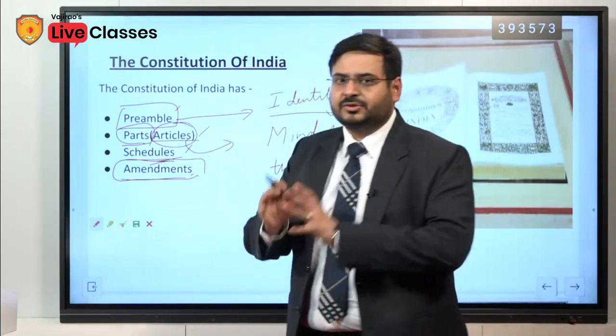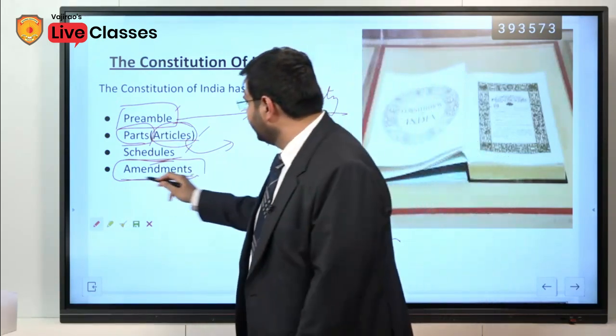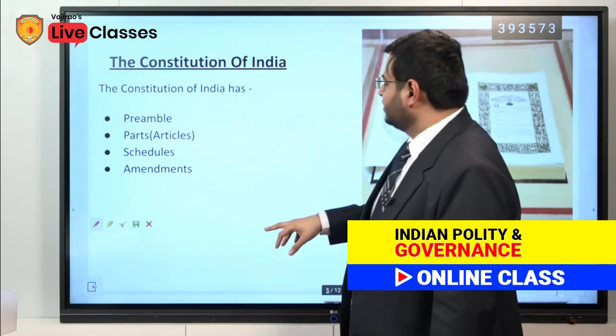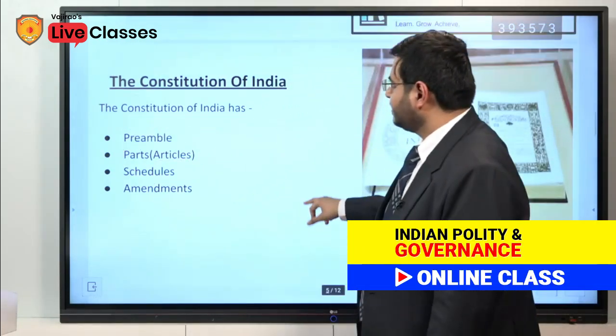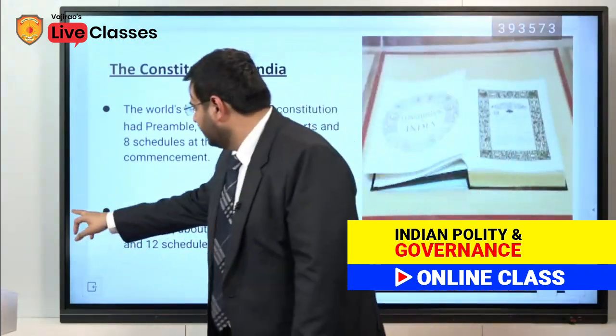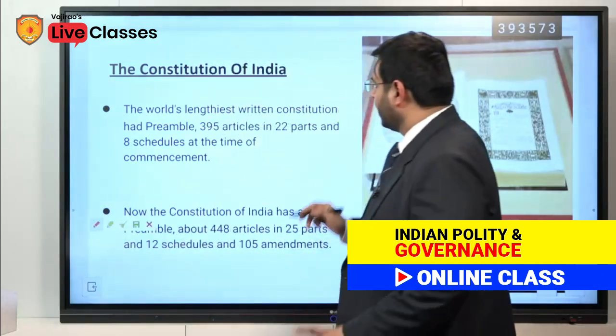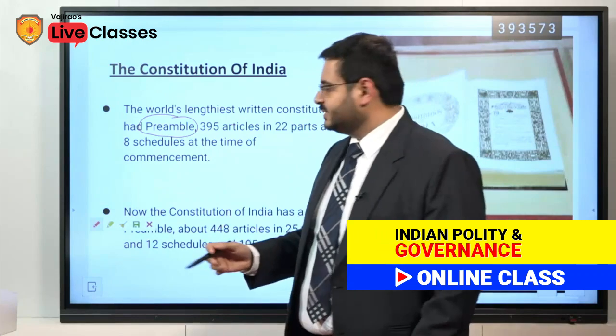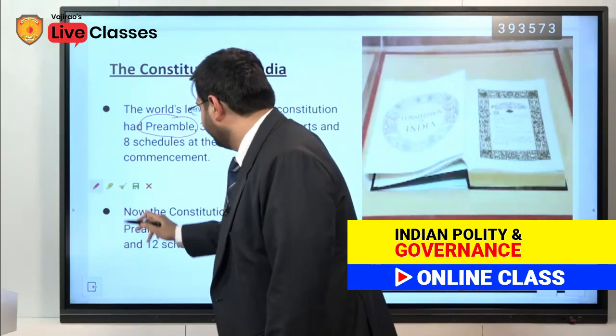The schedules provide you the factual information, and the amendments are the changes that are made in the Constitution. When we know these basics, let us now understand what is the difference between the original Constitution and the present Constitution. So in the original Constitution there was one preamble. At present also we have one preamble.